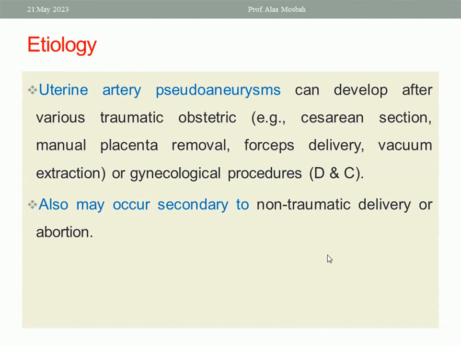So, what is the etiology? Uterine trauma due to obstetric causes, cesarean section, forceps delivery, manual removal of the placenta, vacuum delivery, or gynecologic procedures like dilatation and curettage, hysteroscopy, myomectomy, and so on. Also may occur secondary to non-traumatic delivery or abortion. So, may it happen after vaginal delivery? Yeah, it can happen. Or after abortion? Yeah, it can happen.